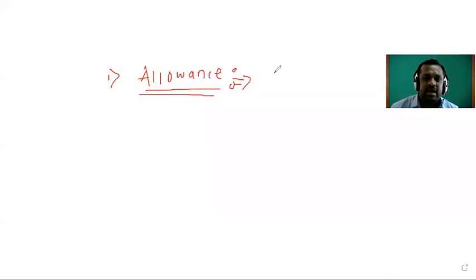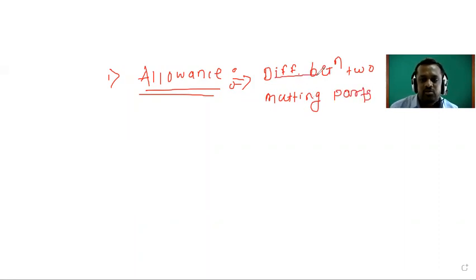See here, the definition of allowance is: it is the difference between two mating parts. It is called the allowance. For example, I will draw one example here so that we will understand.